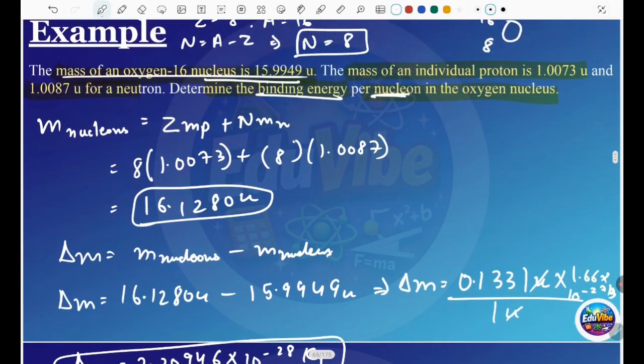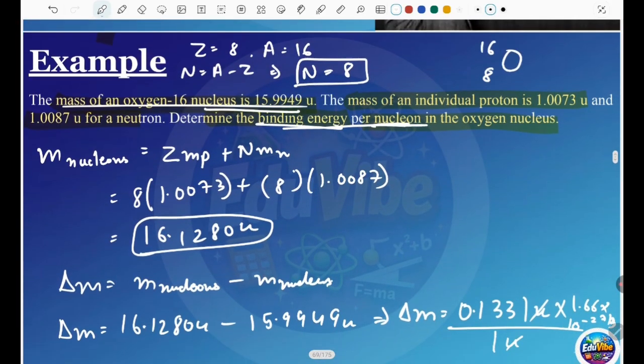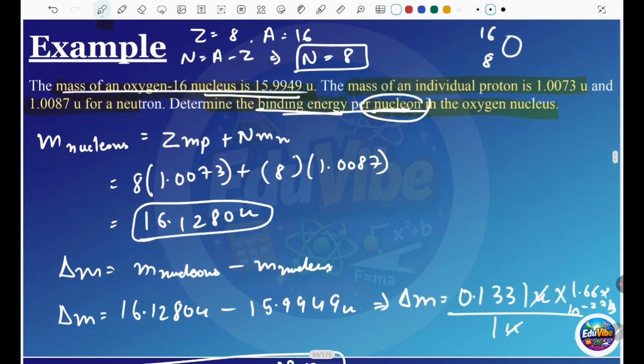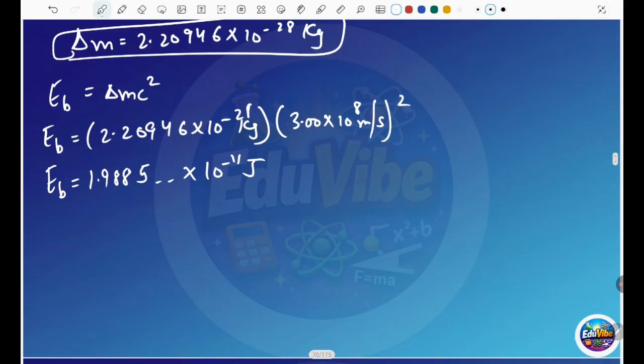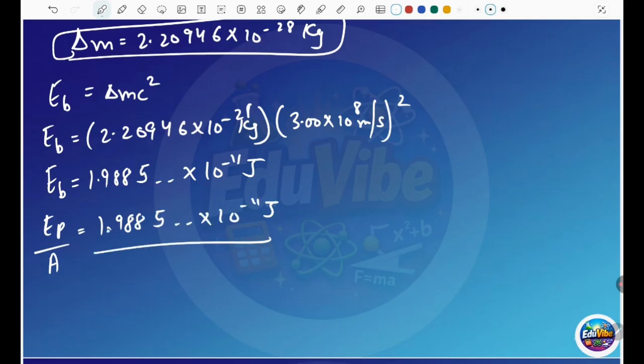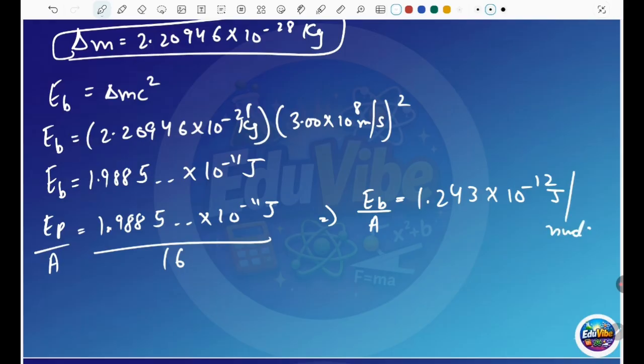But you want the binding energy per nucleon. So what is a nucleon? Nucleon is represented by A. So to find this, you have to divide this by A, which is 16. When you divide this, you get 1.243 into 10 raised to power minus 12 joules per nucleon.